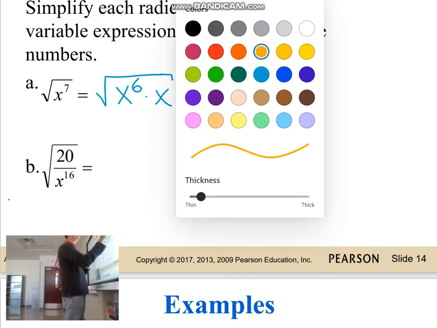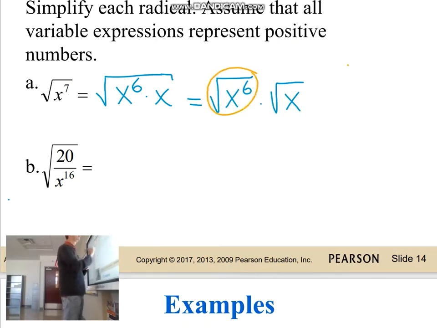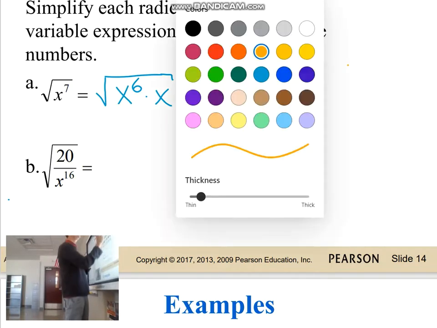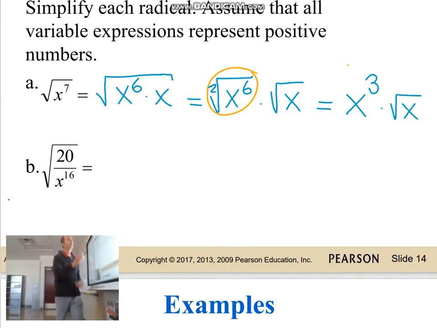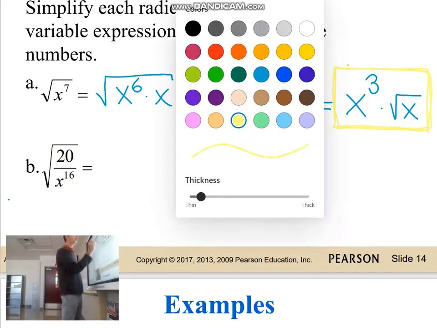We are able to simplify this as x. If you apply the square root here, you're going to divide the exponent by 2, right? This index is 2, and then you have x cubed times the square root of x. This is the answer after the simplification, the result that you will find after you simplify the expression. Now another radical expression, letter B.